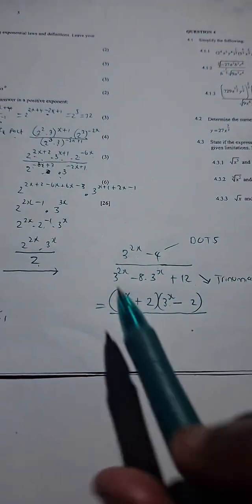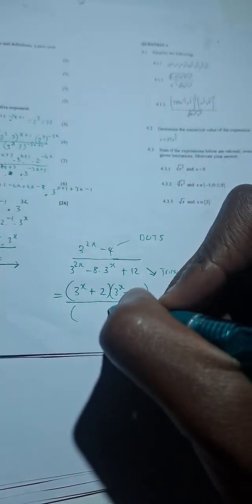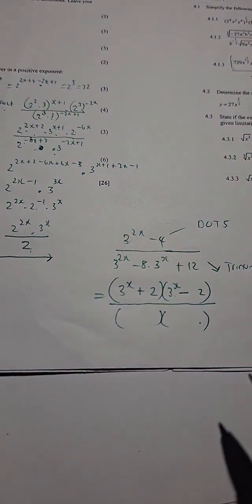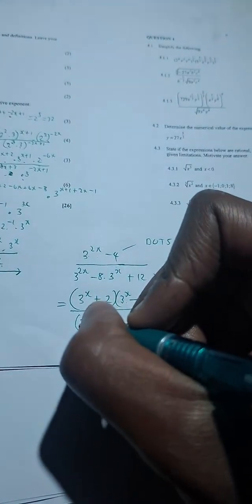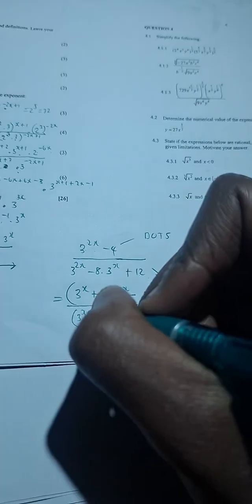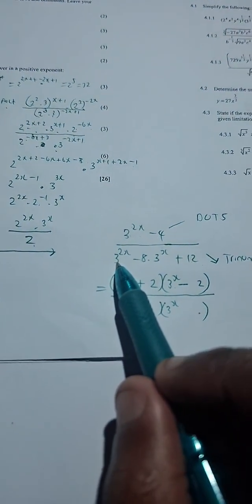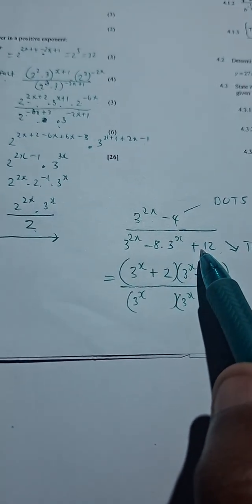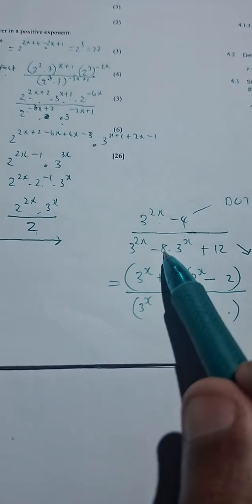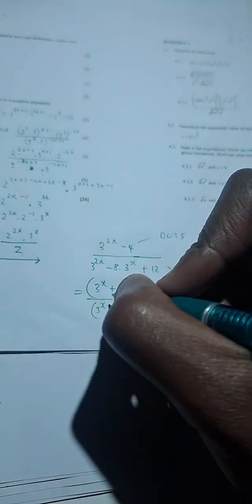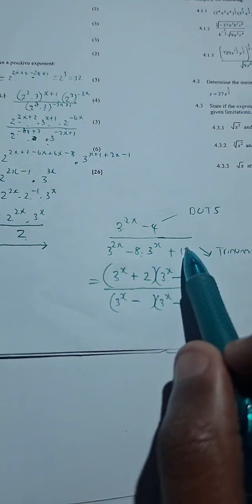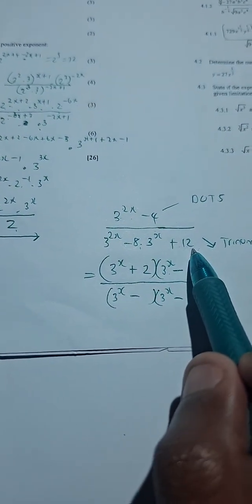Remember I said this is a trinomial. I'm going to open two brackets. This is 3 to the power x and 3 to the power x, which will give me back that 3 to the power 2x. Then my factors of 12. Remember, plus means same sign. According to the sign of the mother. So we have negative and negative. Think of the factors of 12. You multiply them, they give you 12. You add them, you get negative 8.